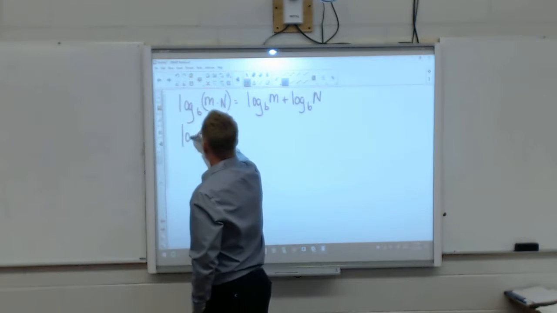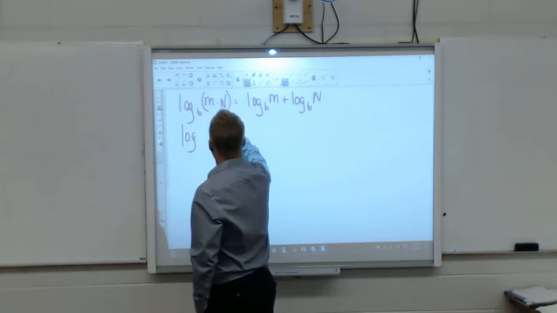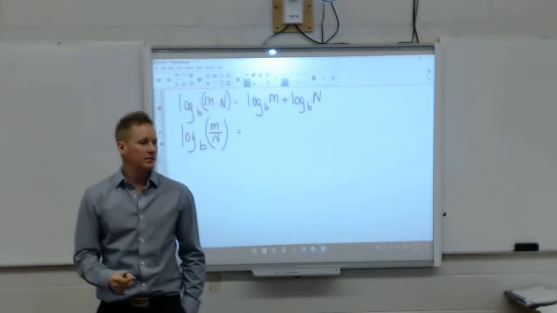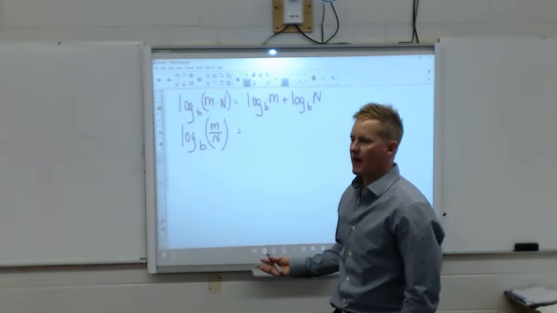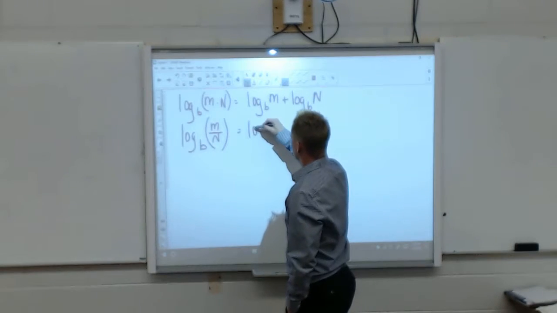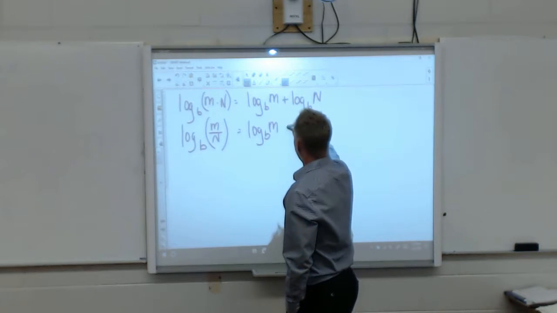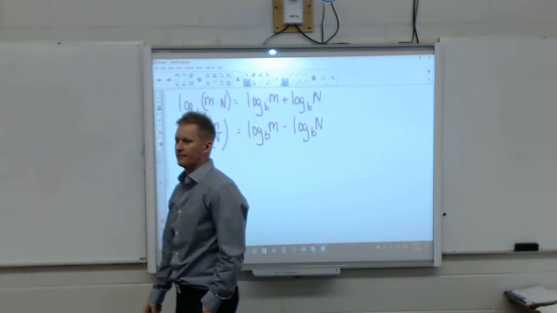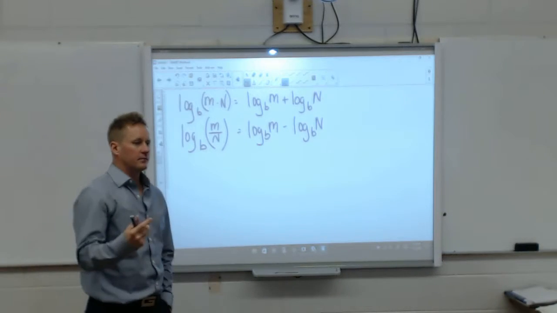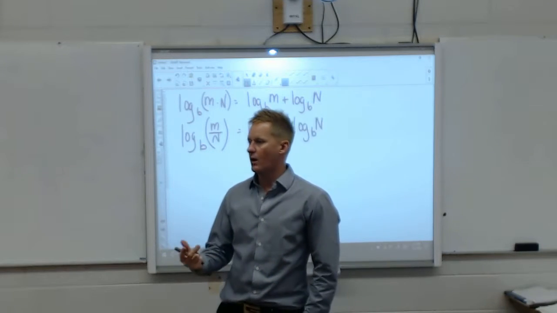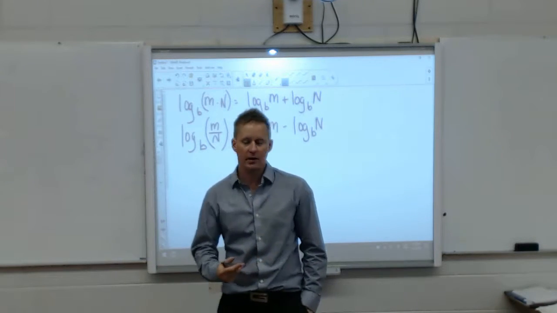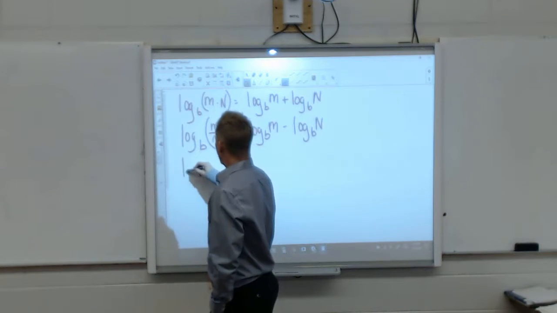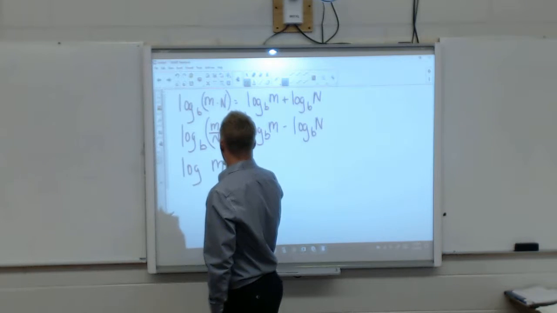The second rule: log of m over n. If it is very similar to the exponent rules, what do you suppose happens here? You subtract them. When you have a to the x over a to the y, you subtract the exponents. So it's very similar. When you're dividing, it's over that.